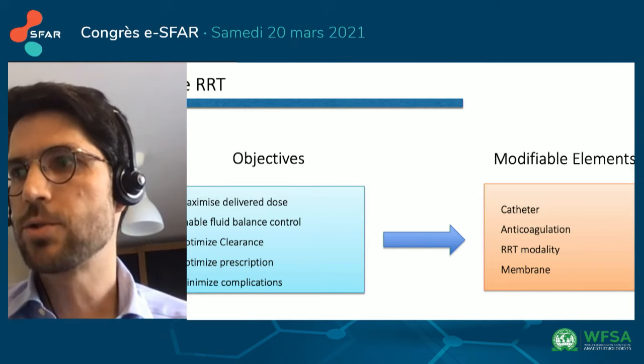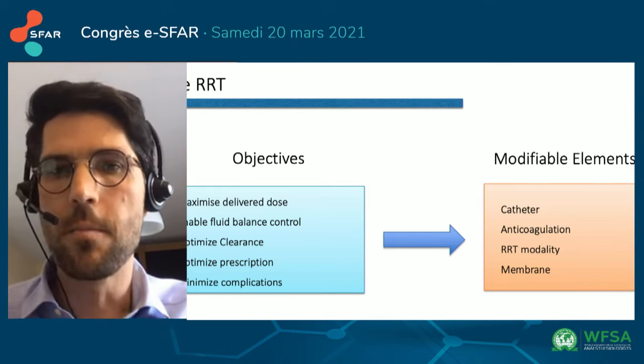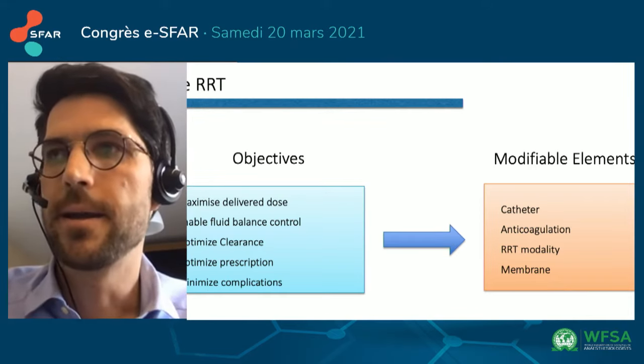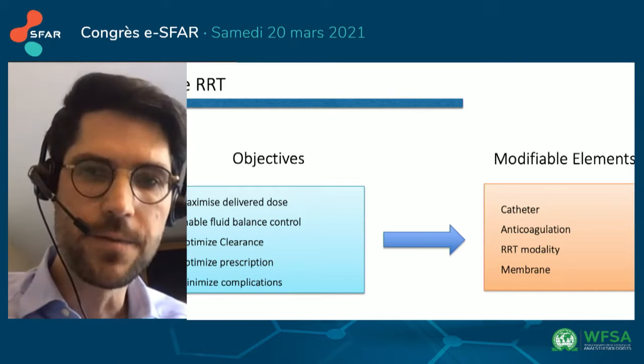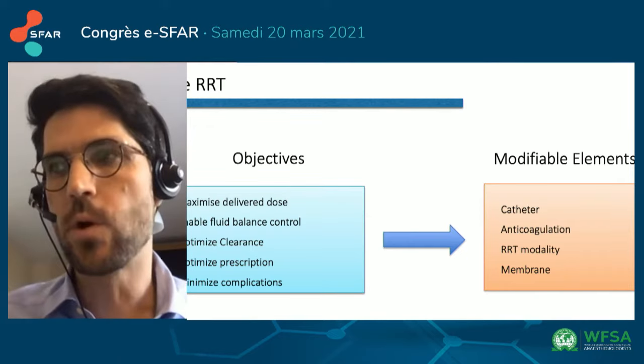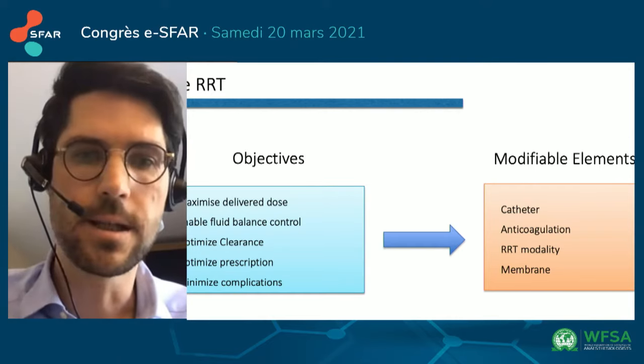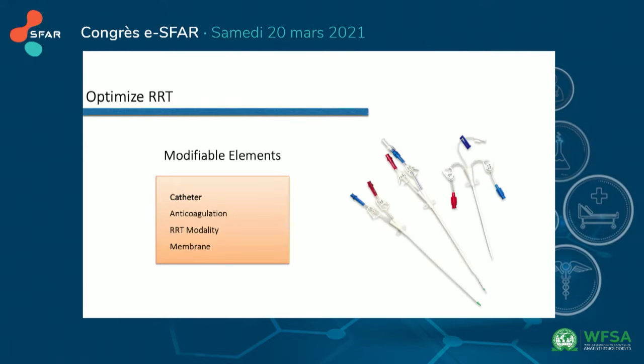So I'll try to make this into modifiable factors. Essentially, if you move from objectives to the modifiable factors, there are 4 elements of care that we will focus on for the rest of this presentation. The first and of uppermost importance is the catheter. It's the vascular access, the way to start the therapy. Of course, without an adequate vascular access, you will not be able to deliver any form of therapy.